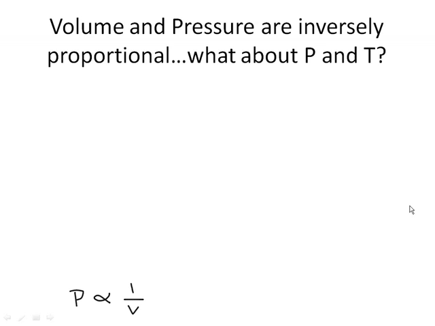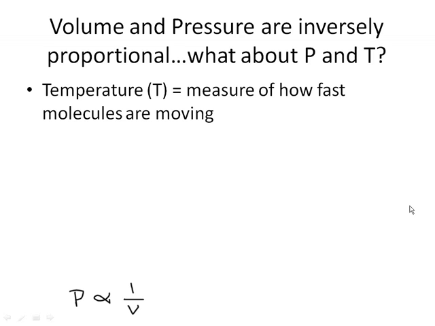What about pressure and temperature? We know that temperature is a measure of how fast molecules are moving. So if you have a really high temperature, things are really hot, it means that molecules and particles are moving really fast. Versus a really cold temperature, particles are slowing down; they're not moving as fast. So if pressure is related to the number of times that the particles are colliding with the container, and temperature is telling us how fast they are going, how do you think they're related?